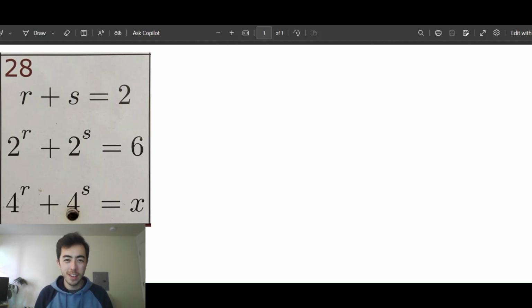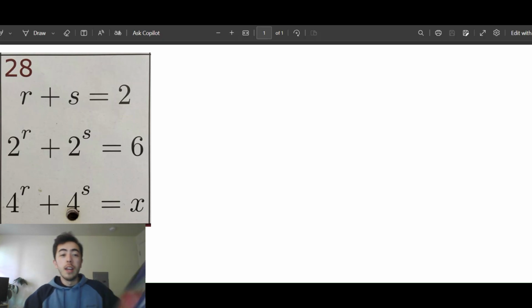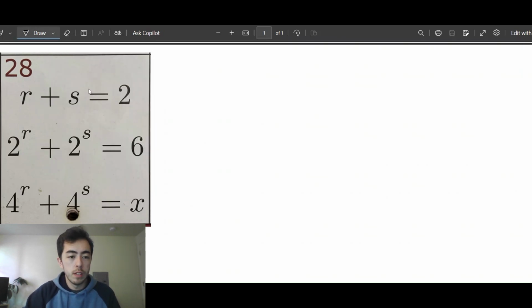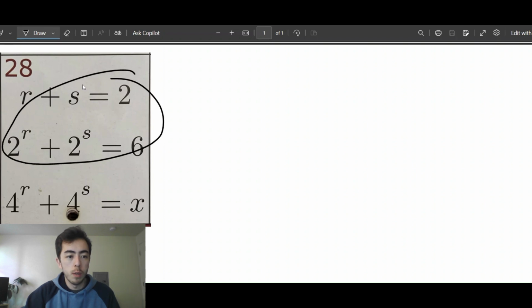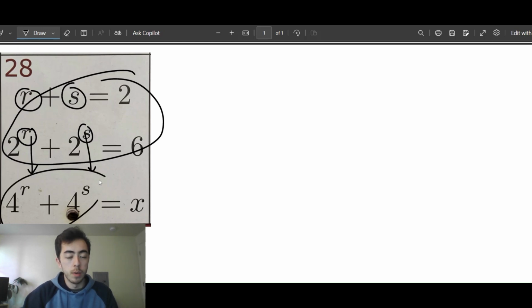Today is May 28th, and we're solving problem number 148 from the Daily Epsilon calendar. And we need to show that x is equal to 28 today. So it looks like we're given two different equations, and we have two different unknowns. So maybe we can learn a little something about r and s from these two equations. And then once we figure out what r and s are, we can then evaluate for x.